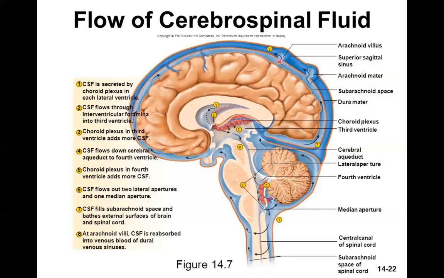this specialized structure, the arachnoid villi. And the arachnoid villi is where the arachnoid mater pokes through the dura mater and allows for cerebrospinal fluid to get reabsorbed into the venous blood. That means deoxygenated blood going back to the heart. And that's at the dural sinuses.